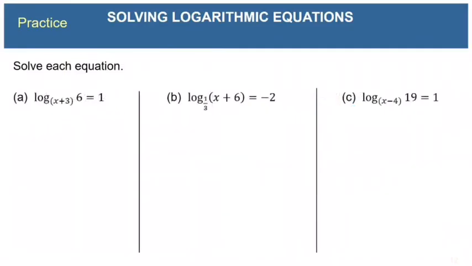Here are some more log equations that look a little different than the first ones we did, so I just thought we'd try these together.